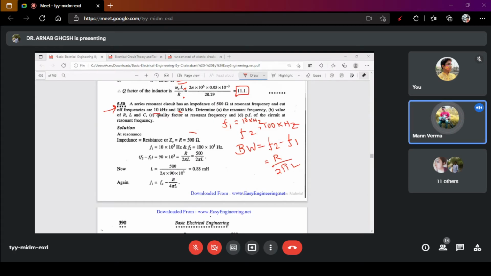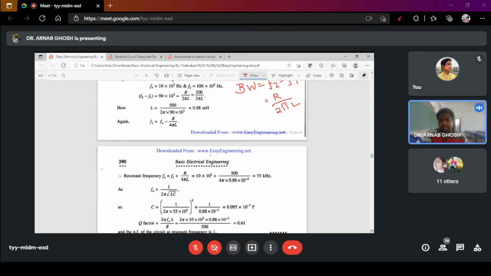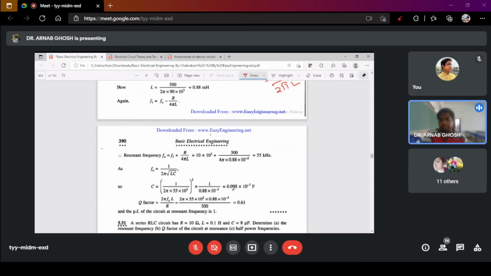What is it coming? The value of C? The value of C is 0.095 in 10 to the power minus 7 farad. See, F1 is F0 minus R by 4 pi L. You use any of these formulas, no issues. You will finally get to F0.